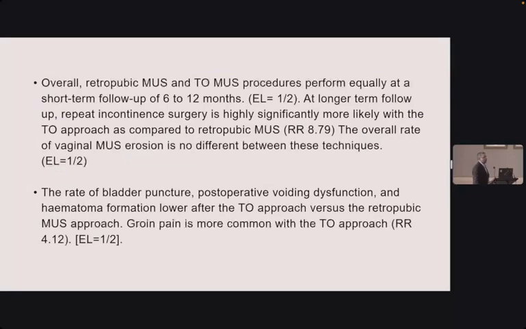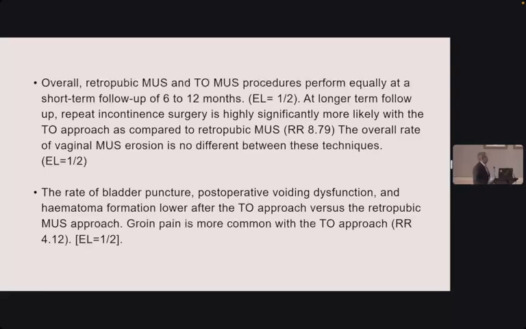Overall, the retropubic and transobturator sling procedures perform equally in the short term, again, between 6 and 12 months. But in the longer term, repeat surgery is more likely for the transobturator type. And then again, the rates of bladder perforation, post-op voiding dysfunction and hematoma formation are lower with the TOT, but the groin pain is a problem. Okay.